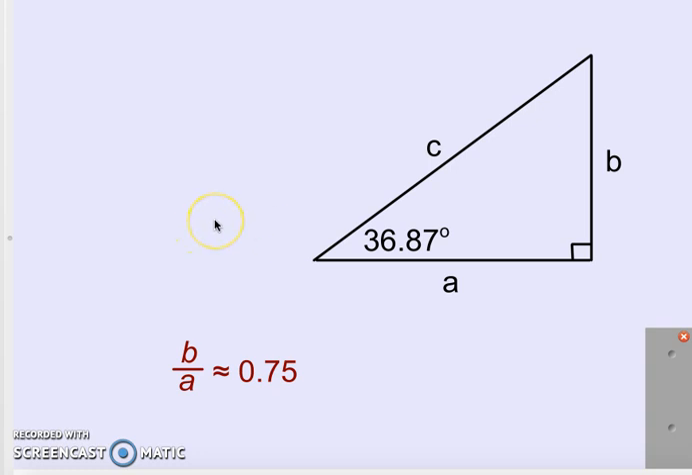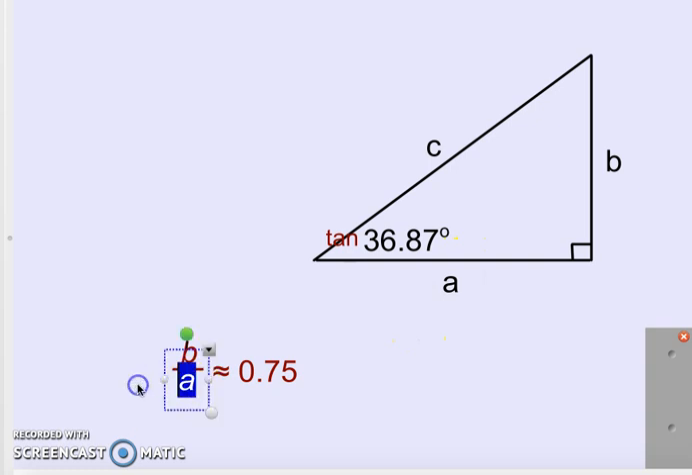But there's a function actually on your calculator called tangent, abbreviated TAN, that relates B to A in this way. So if you were to press the tangent button, TAN, and then type in 36.87, enter, you'd get about 0.75. It'd be a little bigger, I think. It's not exact. But it's kind of nice that if we know the angle of a triangle right here, that we could figure out the ratio of these sides.